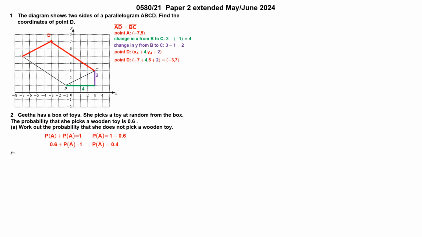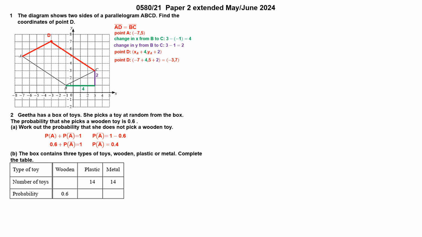Item B. The box contains 3 types of toys: wooden, plastic, and metal. Complete the table. There are several ways to solve item B. One straightforward approach is to recognize that if the probability of Geetha not choosing a wooden toy is 0.4, and there are equal numbers of plastic and metal toys, then the probabilities of her choosing a plastic toy and a metal toy are the same. Therefore, the probability for each of these choices is 0.2.